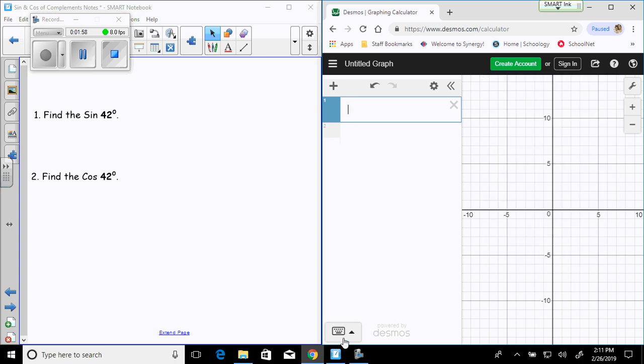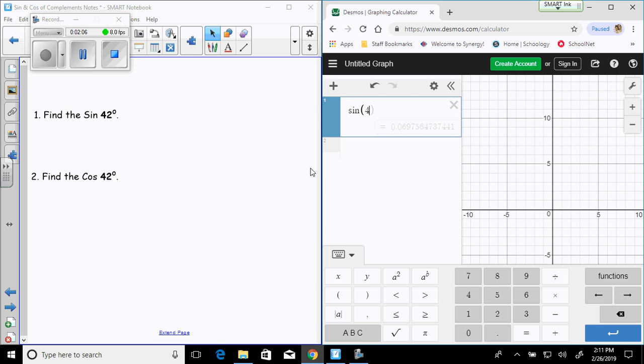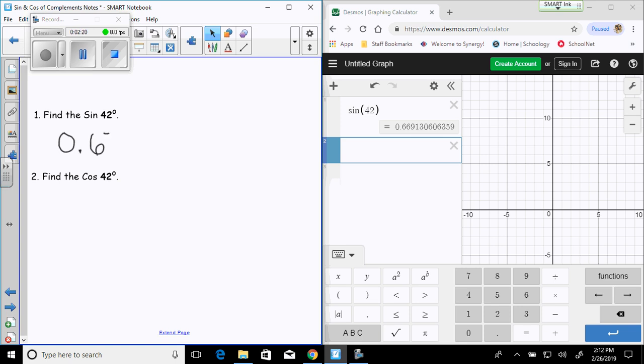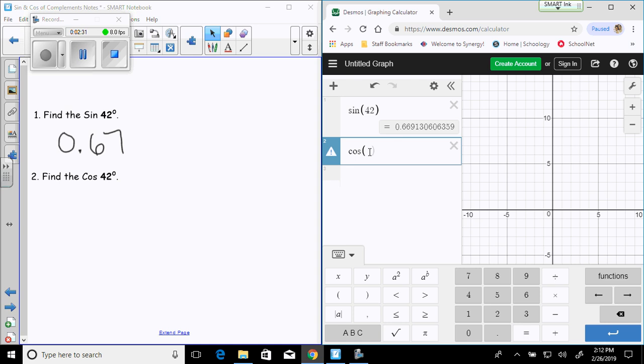Okay, so now let's find the sine of 42 degrees. We use our calculator, we hit the functions button, and we hit sine of 42. And we get roughly about 0.67, rounded to the nearest hundredth. Okay, so now let's find the cosine of 42. Again, hit functions, hit cosine, and now we hit the cosine of 42, which is about 0.74.